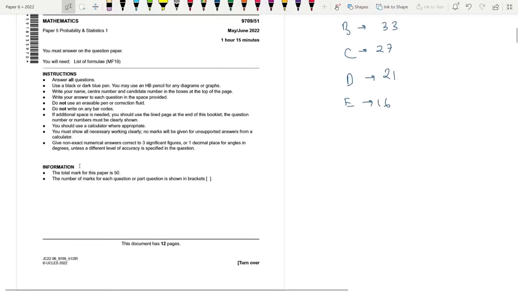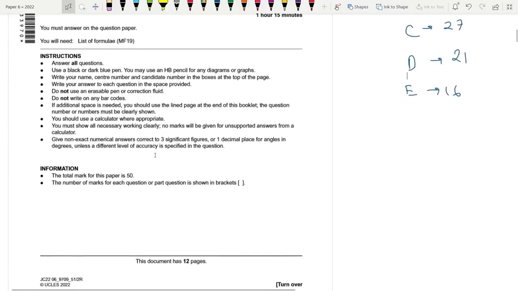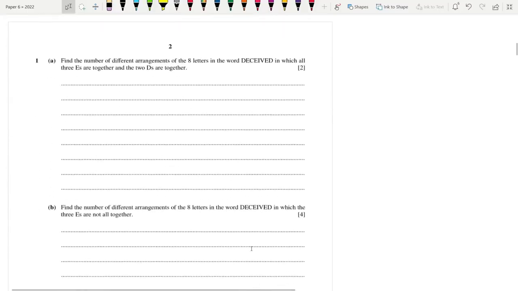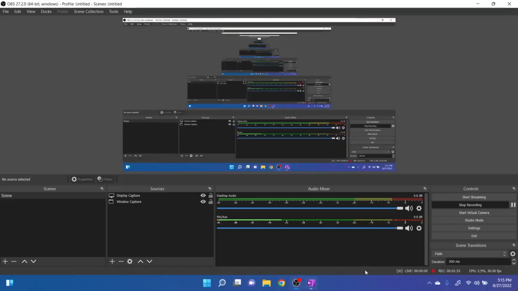Also, non-exact numerical answers should be given to 3 significant figures or 1 decimal place for angles in degrees unless a different level of accuracy is specified in the question. Alright, so let's begin with question number 1.